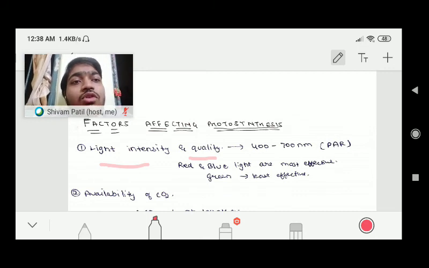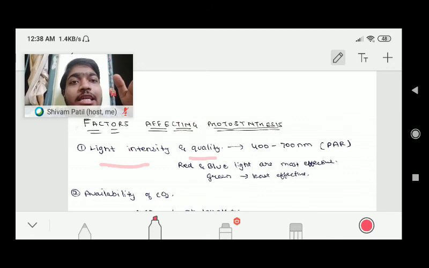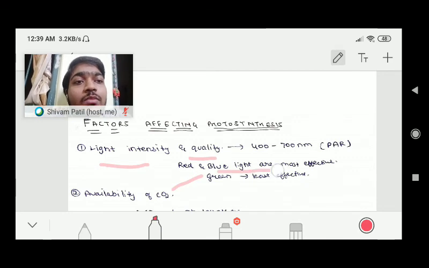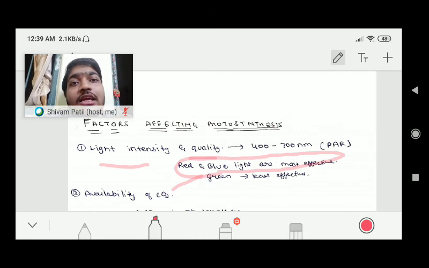So 400 nanometer to 700 nanometer is the required wavelength of the light which can help in photosynthesis. This is known as photosynthetically active radiation. Now red and blue light are the most effective wavelengths in photosynthesis, and the green light is least effective for photosynthesis.